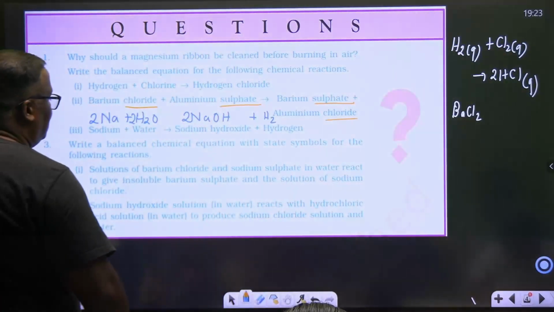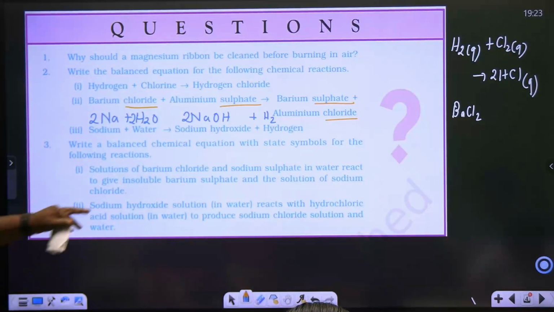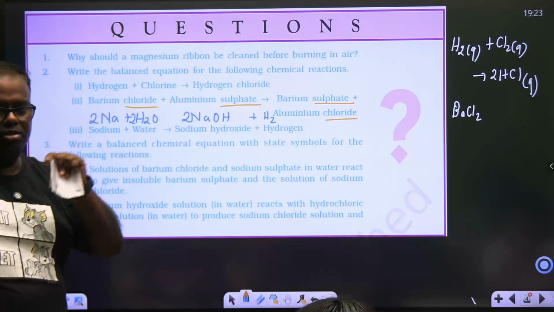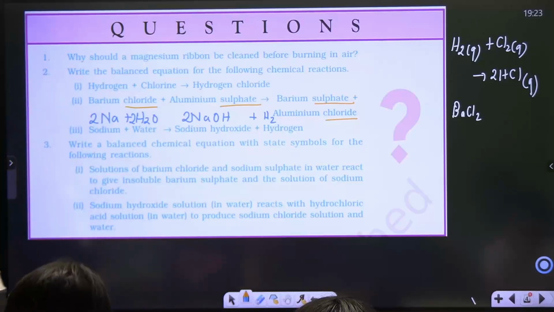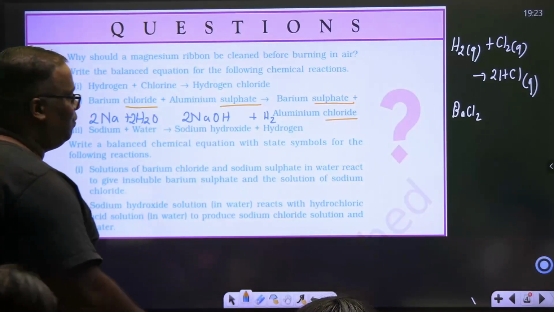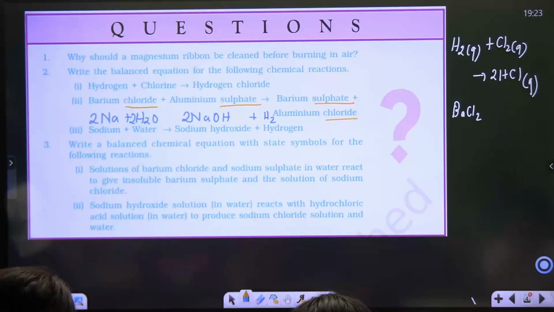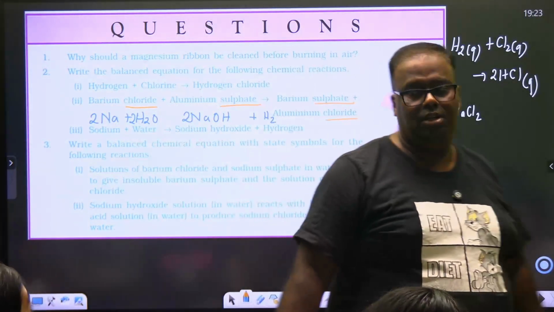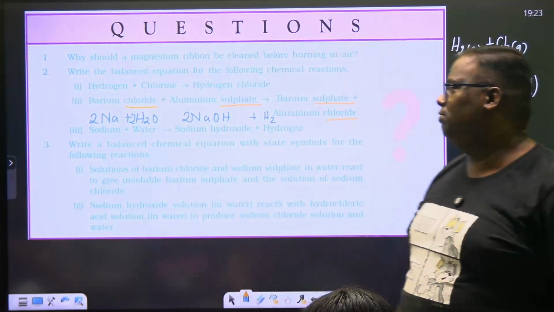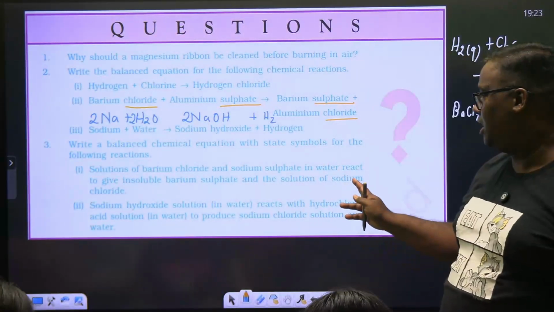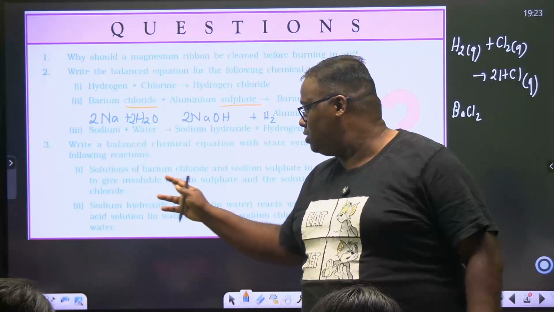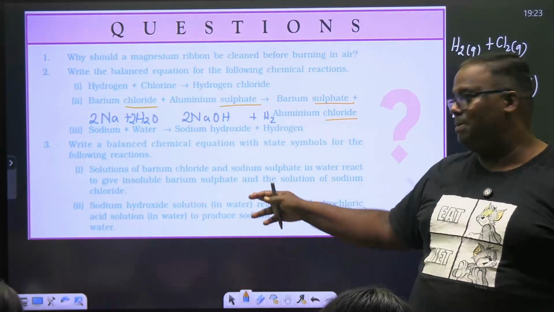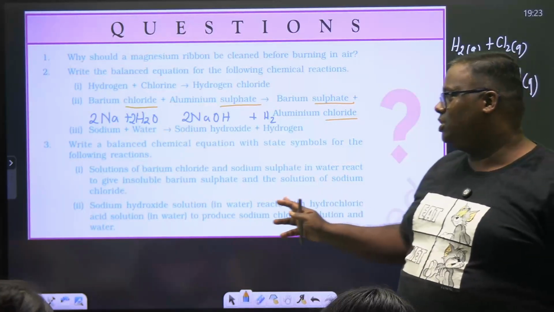Okay, next. Write down the balanced chemical equation. Solution of barium chloride. So it should be aqueous, because it's a salt. And sodium sulfate in water. What should be the formula for sodium sulfate? Na2SO4. Very good. But it is in water, that means aqueous. React to give an insoluble precipitate, PPT, and then a solution of sodium chloride.